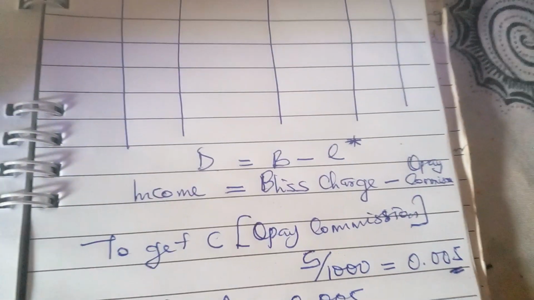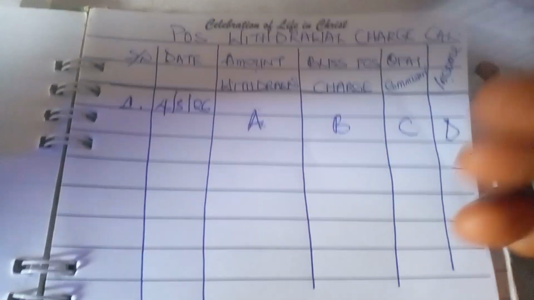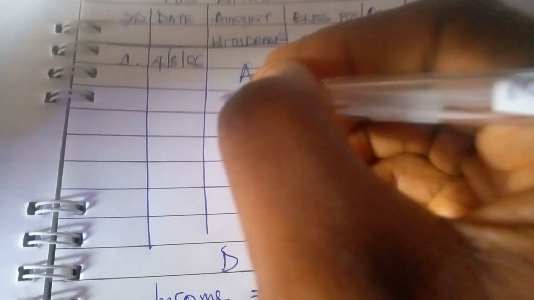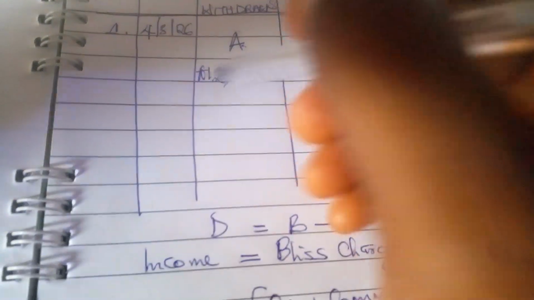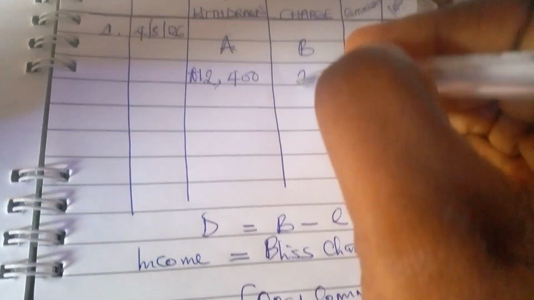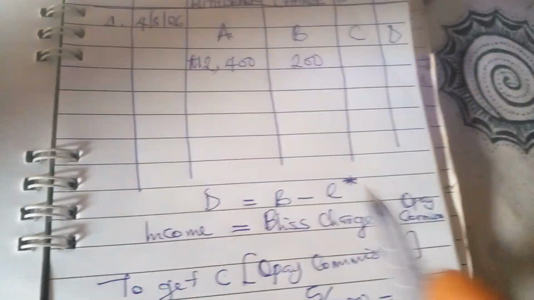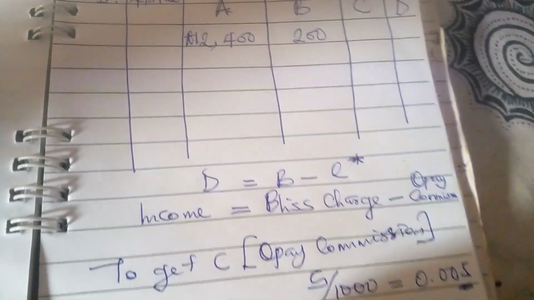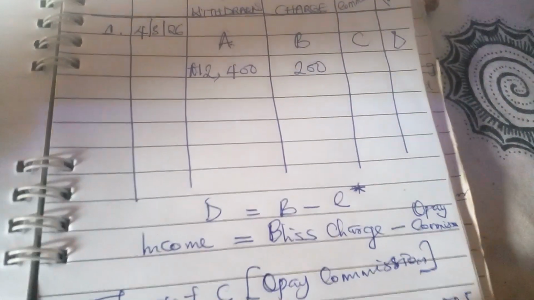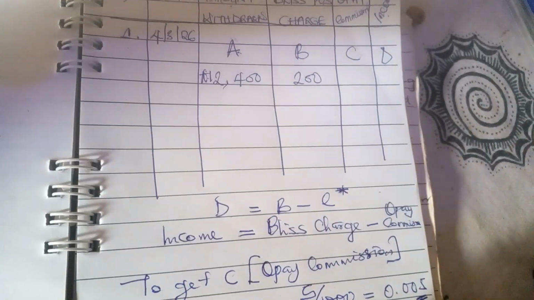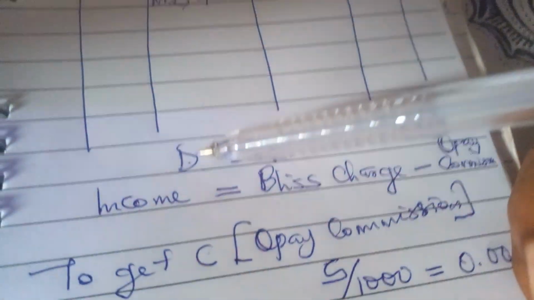Okay, now assuming today, as Stella got to the office, someone wants to withdraw 12,400, and Stella charges the person 200 naira. That means we now have our A. That means if A is equal to 12,400, and we have our B to be equal to 200, how do we find D? Are you getting it? How do we find D?